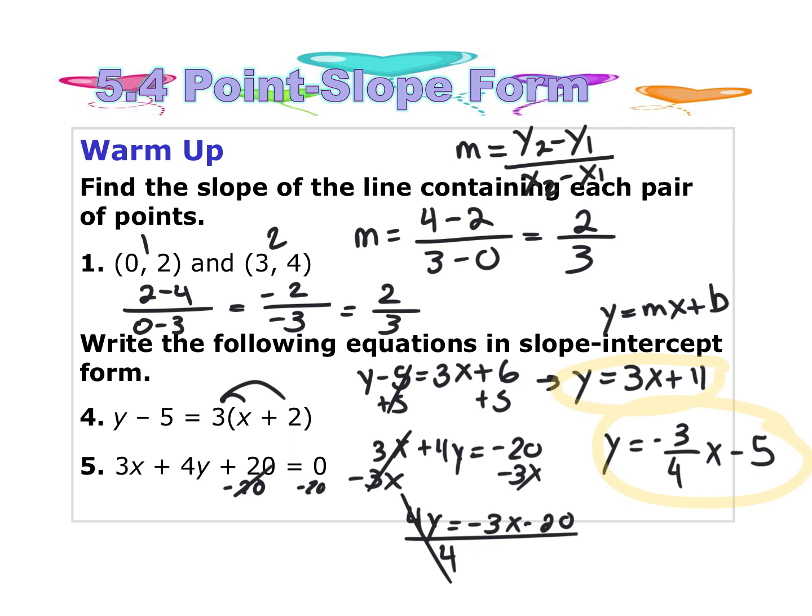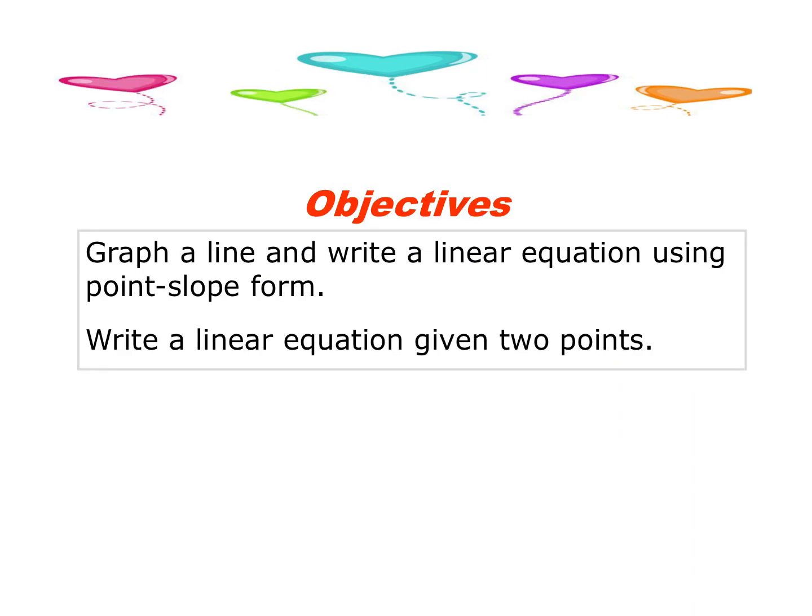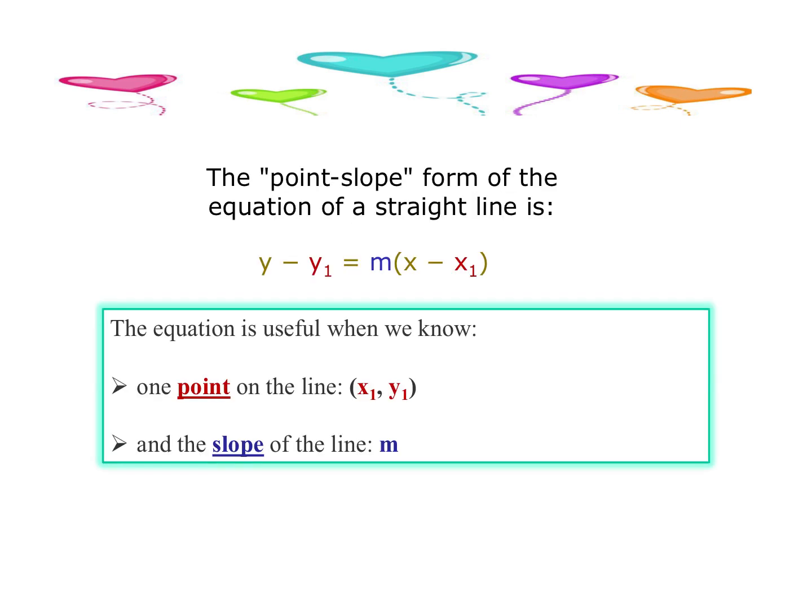This one, and this one. After today, guys, you should be able to graph a line and write a linear equation using point-slope form. And you should be able to write a linear equation given 2 points. Now, let's start with the point-slope form.